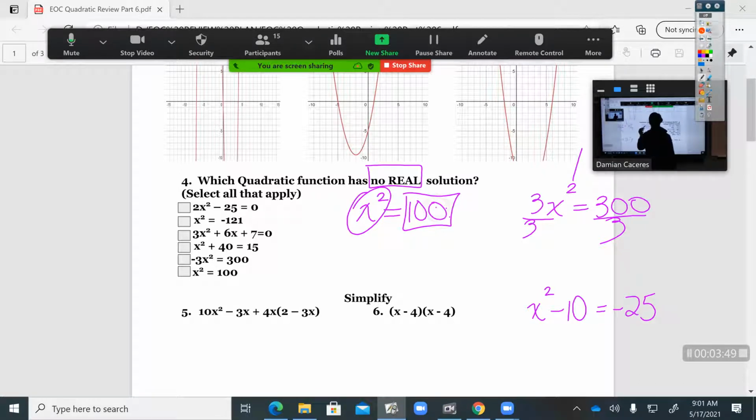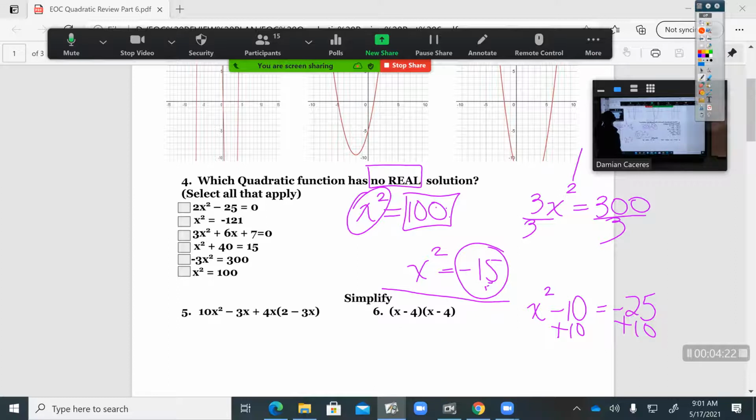So on the first one, we end up with x squared equals 100. That does give you a real solution. We cannot check that box if that was one of the boxes. On the second one, to solve for x squared, you add 10 to both sides. We end up with x squared equals negative 15. Now this is the part that the calculator won't let you do, because the square root of a negative number is not possible. It's not real. So you're going to get no real solution when you end up with a negative on the right side.